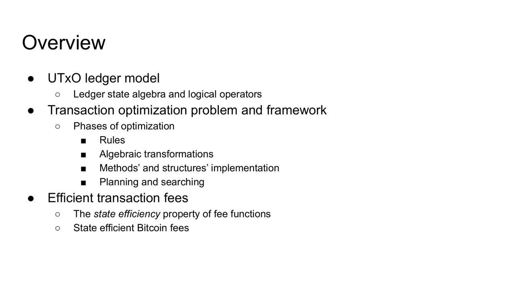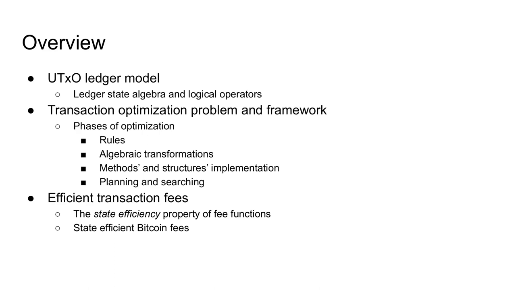Let's see an overview of the presentation. So in this presentation, first, I'm going to describe the model that we use for the UTXO ledger. And this comprises the algebra and the operators that we use to describe this ledger. Then I'm going to go over the optimization problem for transaction efficiency and the framework that we create to try to solve this problem. And finally, I'm going to go over how to make efficient transactions incentive compatible.